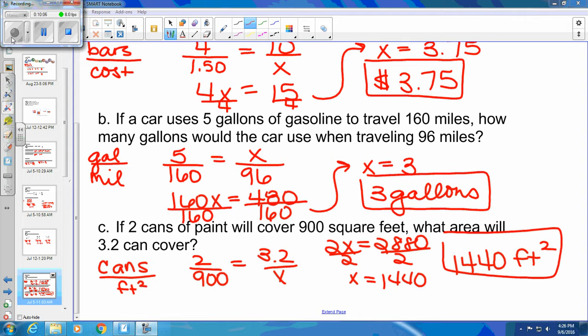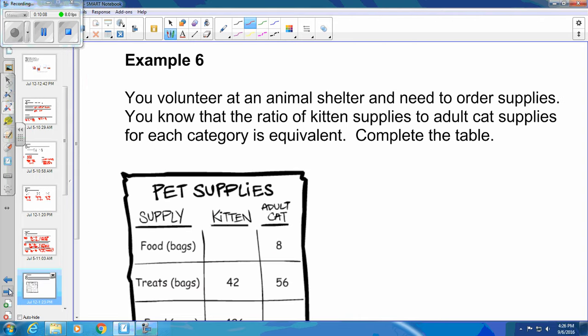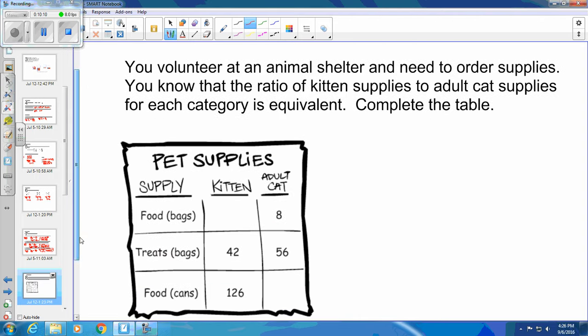So let's move on and let's look at this chart. You volunteer at an animal shelter and need to order supplies. You know that the ratio of kitten supplies to adult cat supplies for each category is equivalent. So we're going to complete the table.